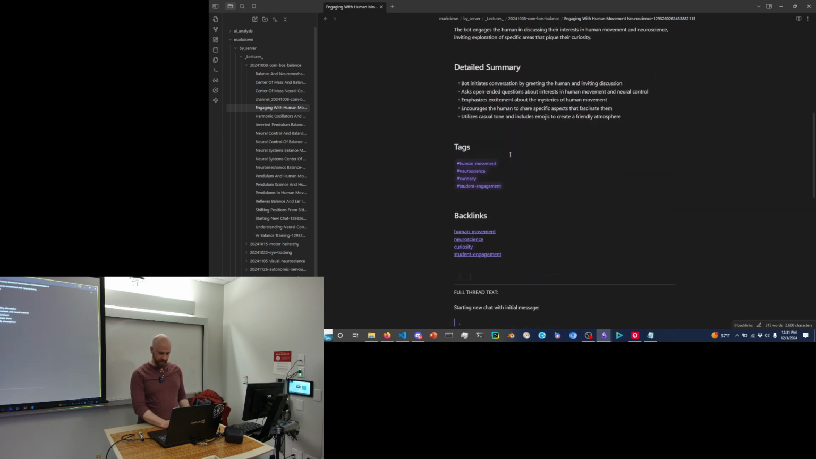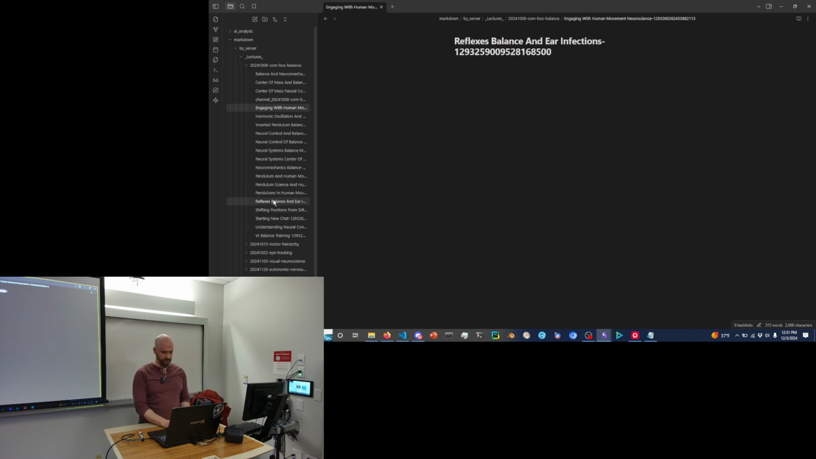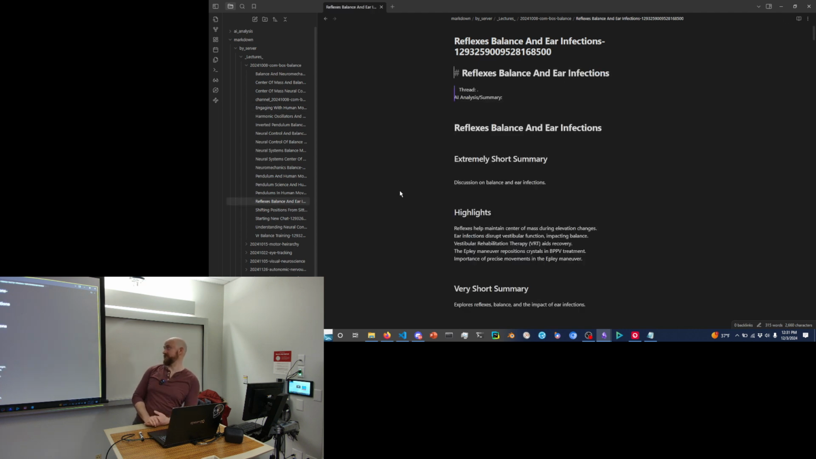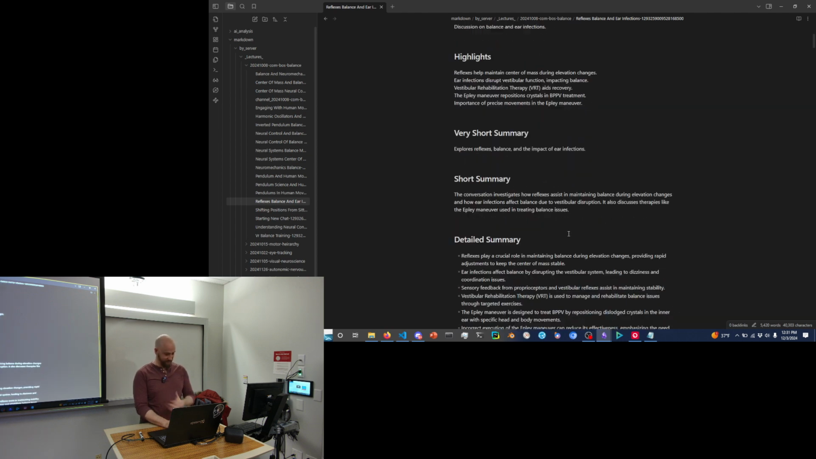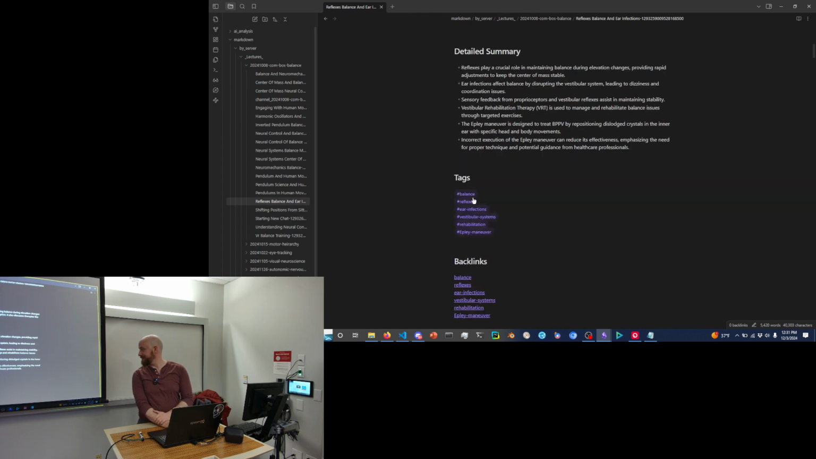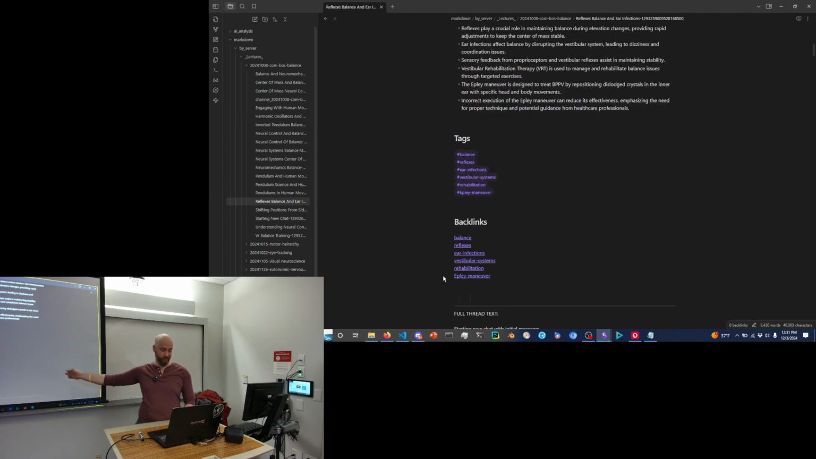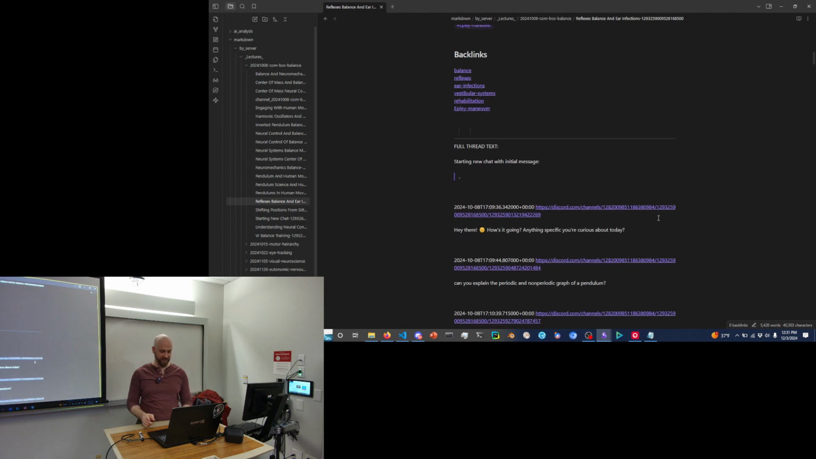And so this is someone who was asking about reflex balance in ear infections, and how that could affect balance. The answer is, it can, for sure. That's part of the vestibular system getting involved there. And hopefully the bot said something similar. Yeah, vestibular rehab therapy, there you go. And so these are the tags that show up, and the backlinks I think don't work, so if you click on them, it doesn't work, and then this is that whole conversation there.